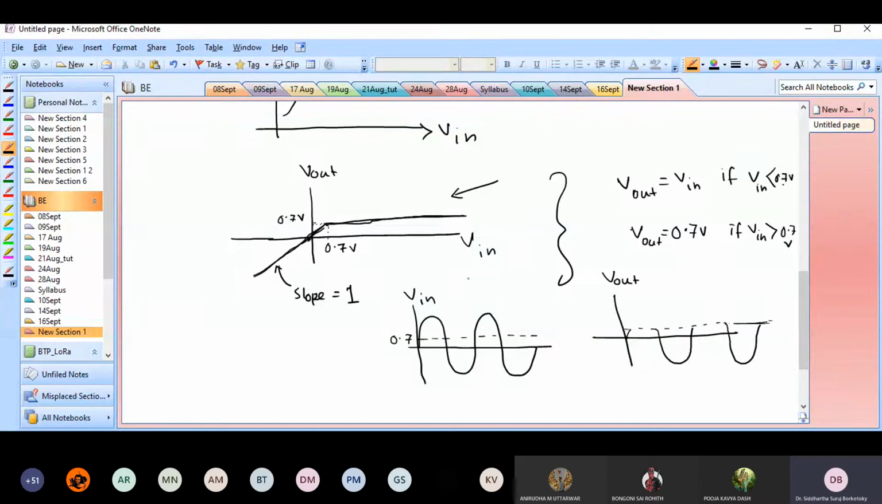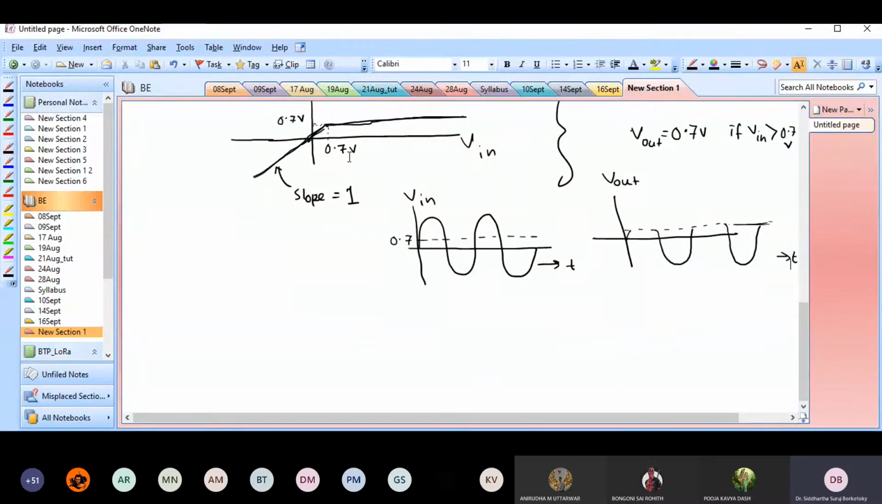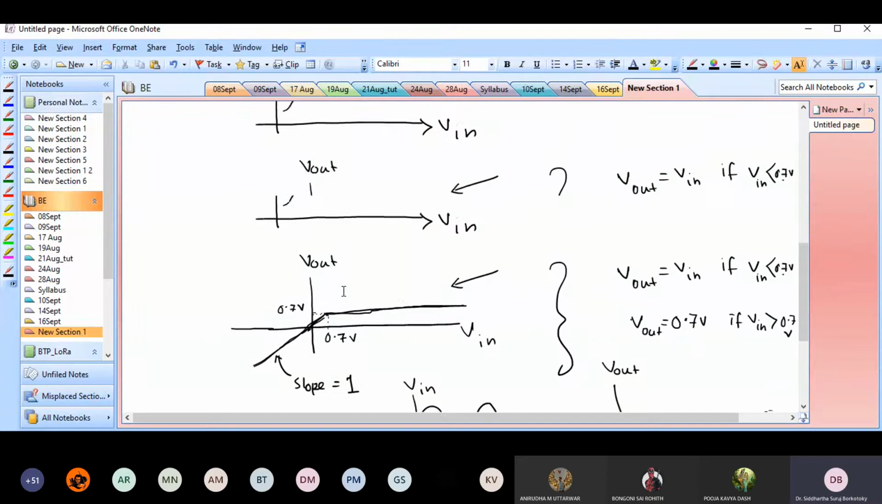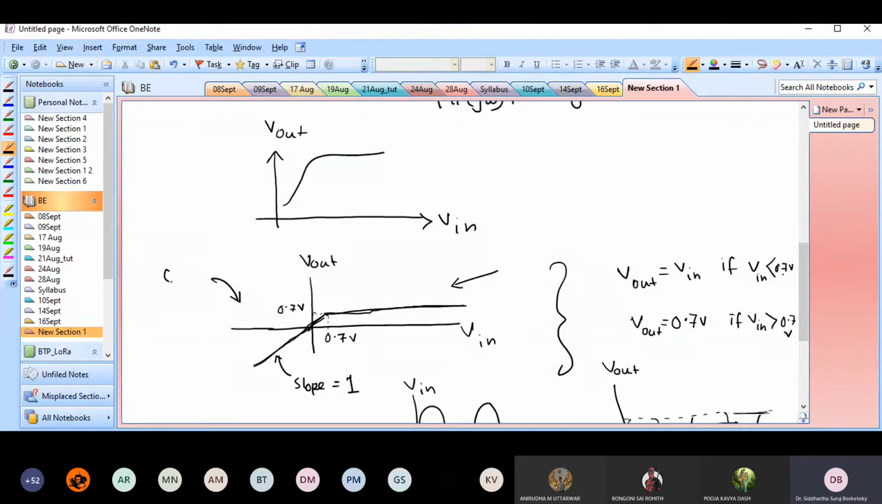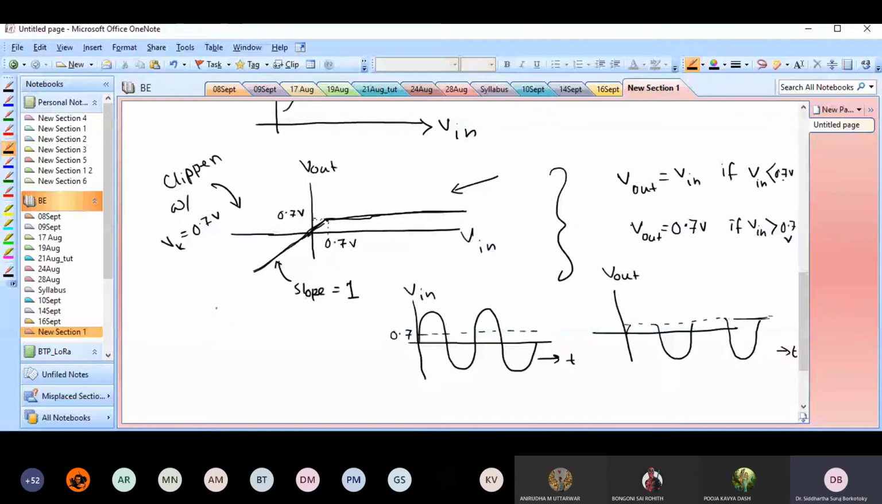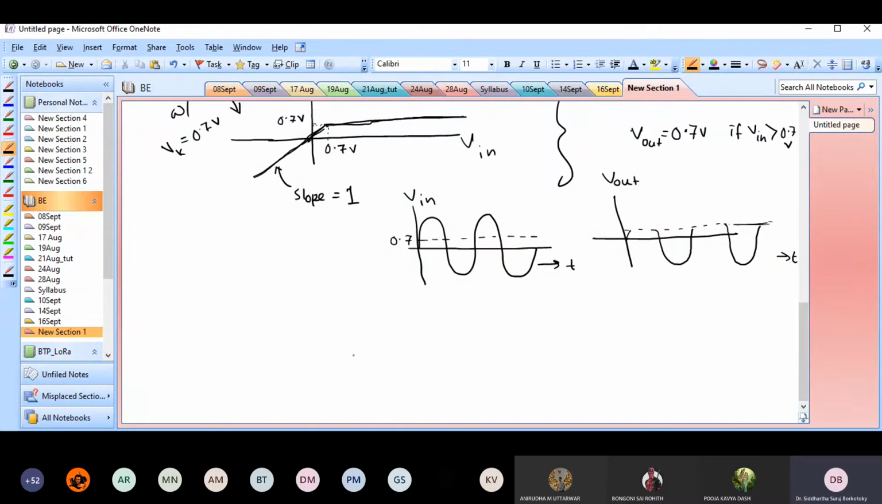So by looking at this particular transfer characteristic curve, I can say that this is the transfer characteristic of a clipper. Any clipper will have this sort of transfer characteristic. So if it's an ideal clipper, what would the transfer characteristic look like? So this is a clipper with barrier potential 0.7 volts. Clipper with a diode that has a barrier potential of 0.7 volts, to be very precise. The clipper itself doesn't have a barrier potential. The clipper just has a clipping level. But this is basically a clipper with a diode that has a barrier potential of 0.7 volts.